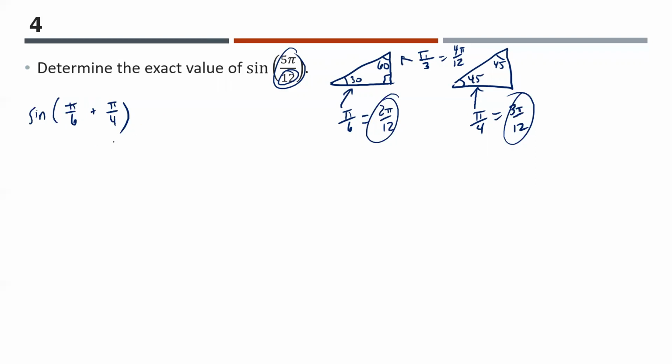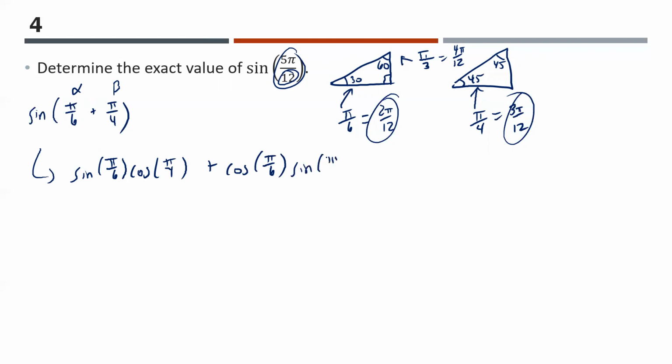This is what we call a sum identity. We can use the identity from our formula sheet to construct another formula that'll help us out here. If we consider this alpha and this one beta, then we can fill in the formula to actually be sine pi over 6 times cosine pi over 4 plus cosine pi over 6 times sine pi over 4. Oops, pi over 4, you know what I mean there.